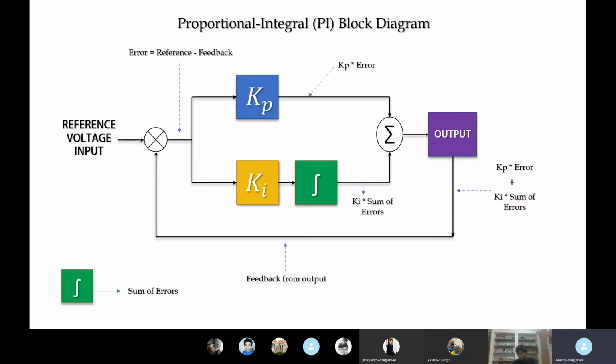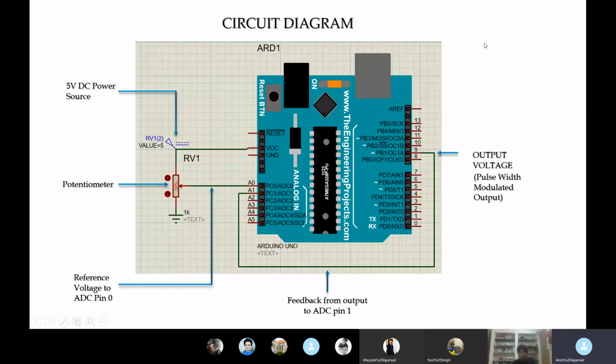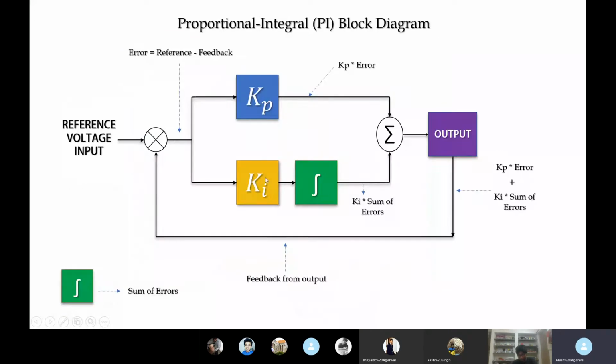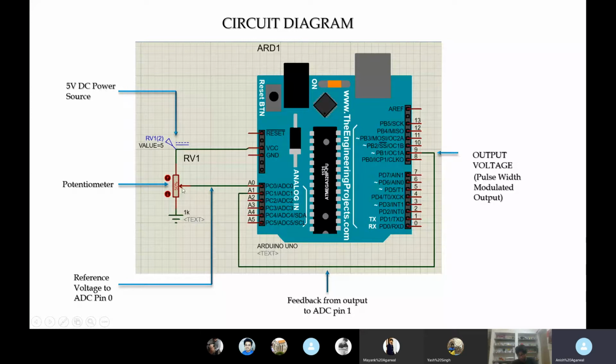Okay, so I'll move forward. This is the circuit diagram. In the circuit diagram, we have a potentiometer here, and from the potentiometer we are giving the input to the analog read channel A0. The input from the potentiometer to this A0 pin is our reference voltage. This 50% mark you see, from the potentiometer, is coming to the analog A0 pin.